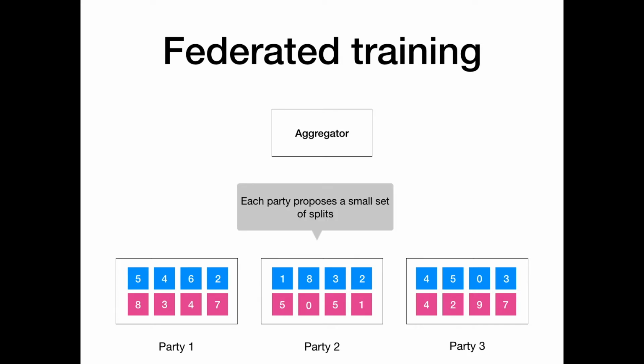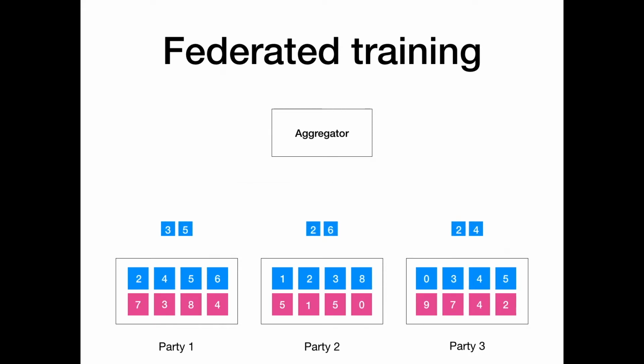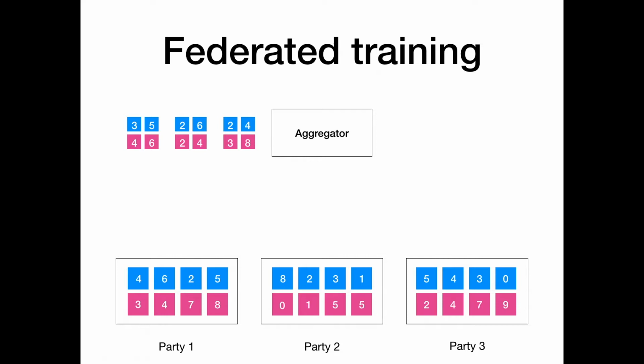So each party, instead of transferring all the data, will propose a small set of splits. They'll sort their individual data locally and identify the best splits per feature. They do this first for the blue feature and identify a small set of proposals for the blue feature. They do this again for the second feature, again identifying a small set of proposals. And all these proposals are then sent to the aggregator.